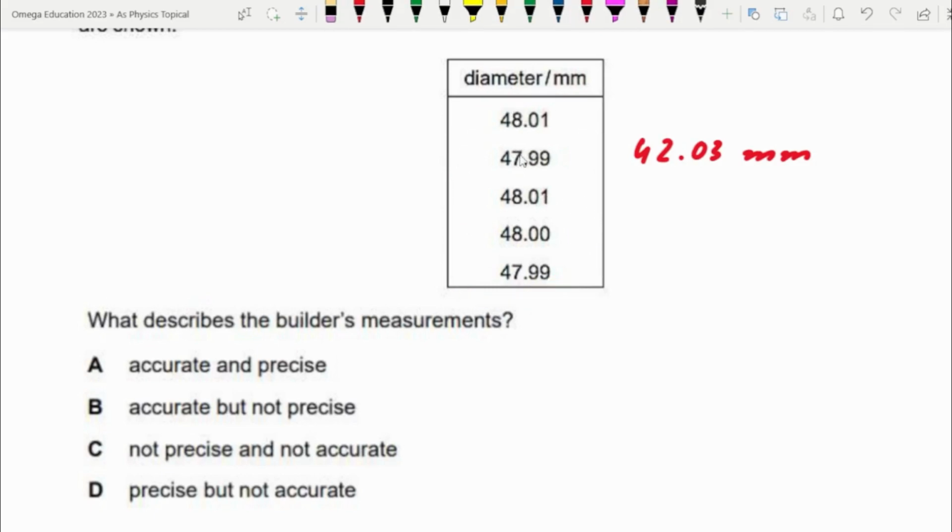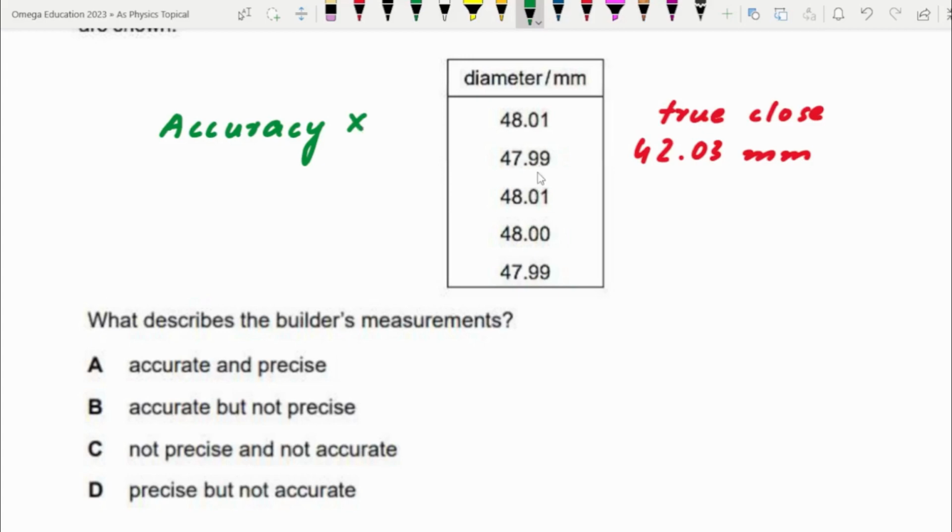So if we compare his readings with the true value, the readings are not close to the true value. That means these readings are not accurate. So accuracy, no, there's no accuracy in that. It's not accurate enough. Let's talk about the precision.